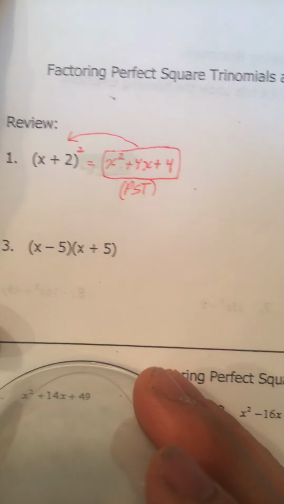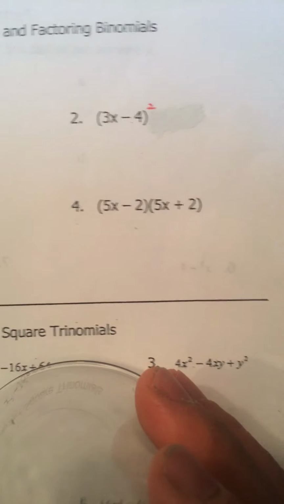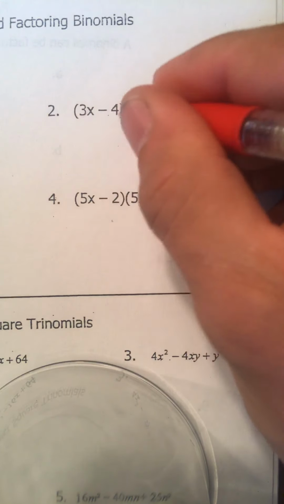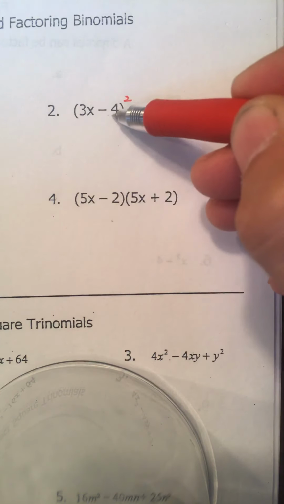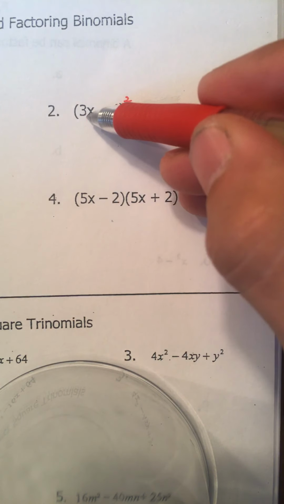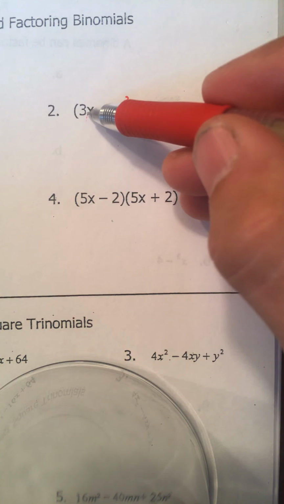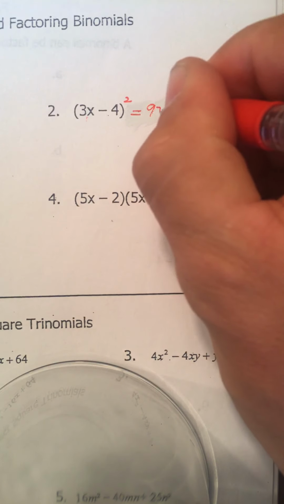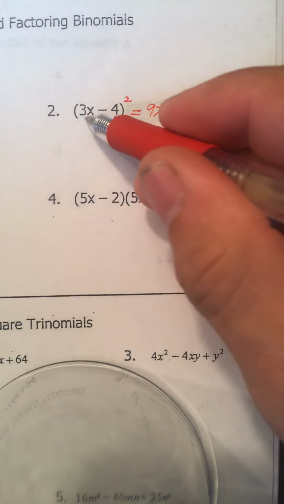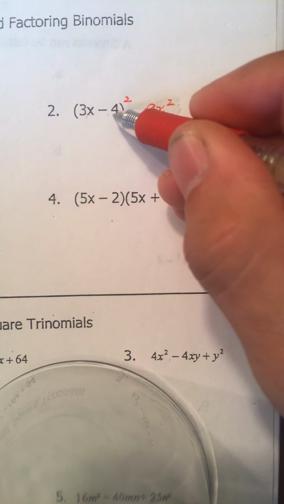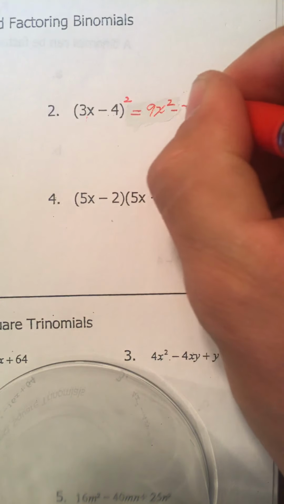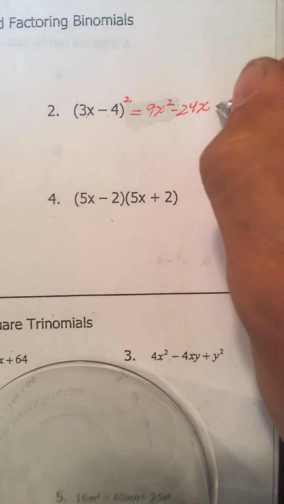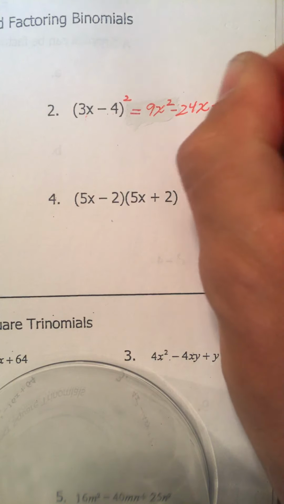Let's take a look at another one over here, number 2. Again, if we were given this problem, we know that this is asking for us to square this binomial. So we would square the first. Keep in mind, we're not just squaring the x, we're squaring the 3 and the x. So that would become 9x squared. It would be the first term times the second, and then we double it, which would give us negative 24x. And then it would be the second squared, which would give us 16.